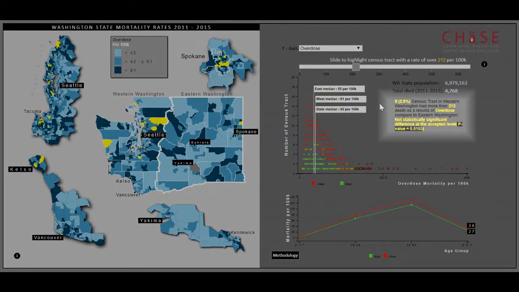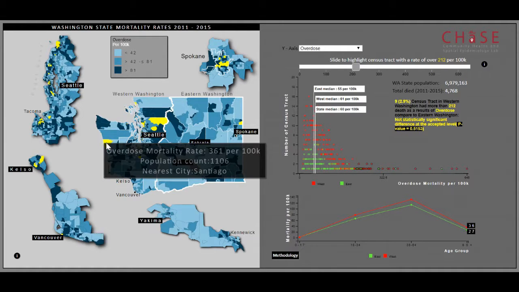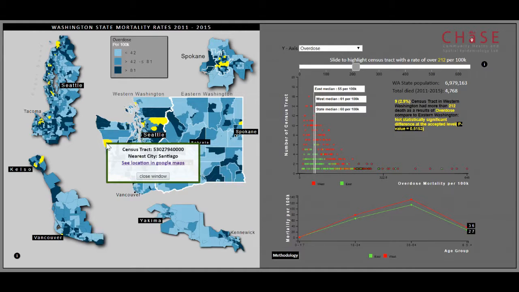This paragraph below tells us whether the differences in mortality rate between the eastern and western sides of the state are statistically significant at the accepted level. Once we find a highlighted cluster that looks interesting, we can hover over the census tract to see more data: the exact mortality rate for the selected variable, population count, and nearest city. If we click on the region, we can jump to the location in Google Maps to learn more.